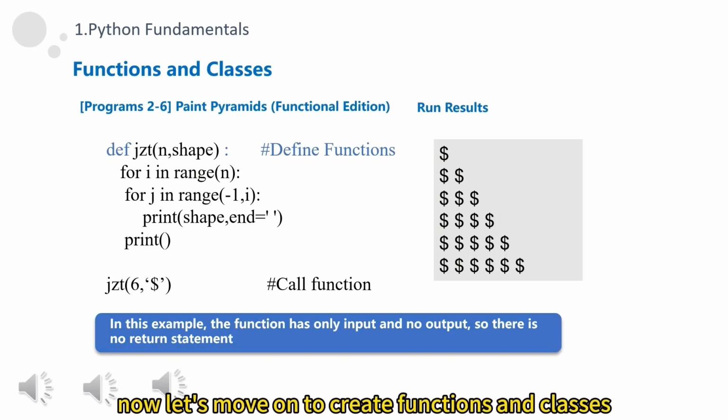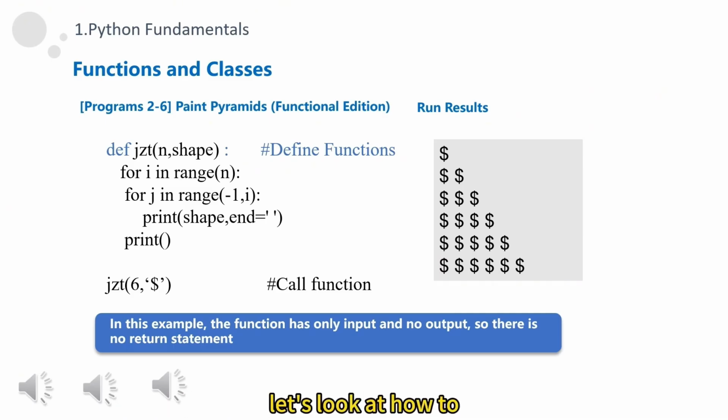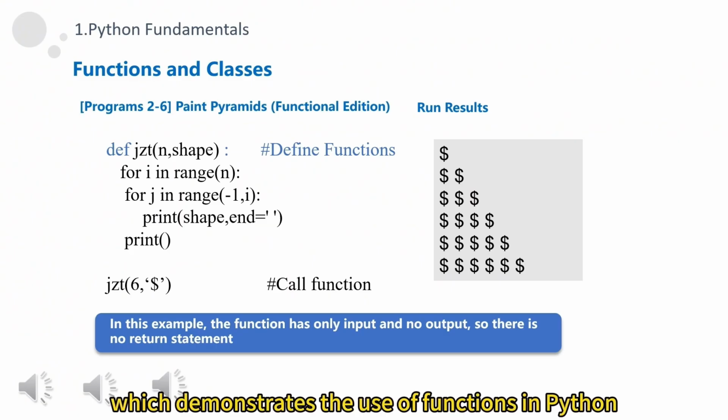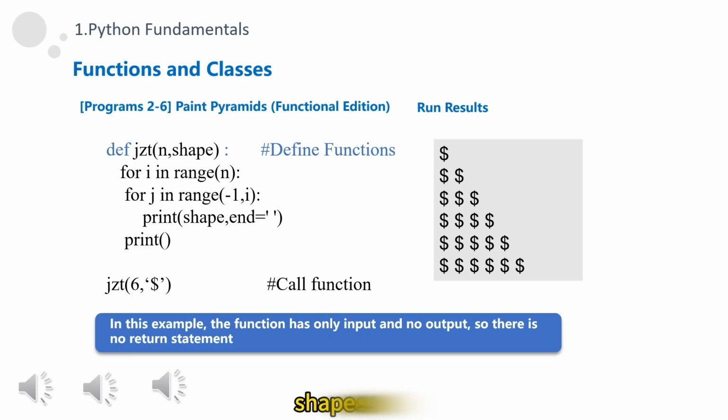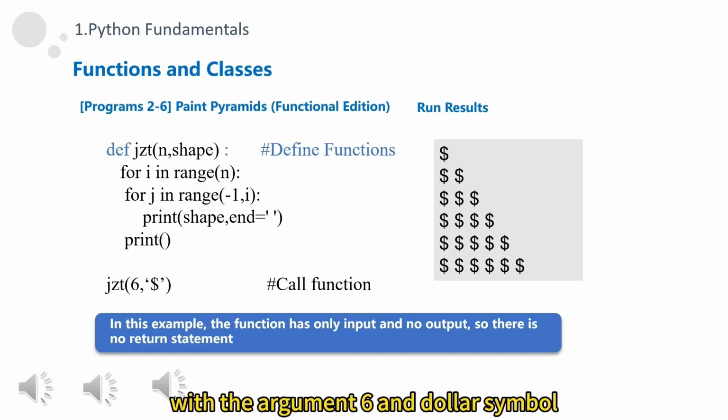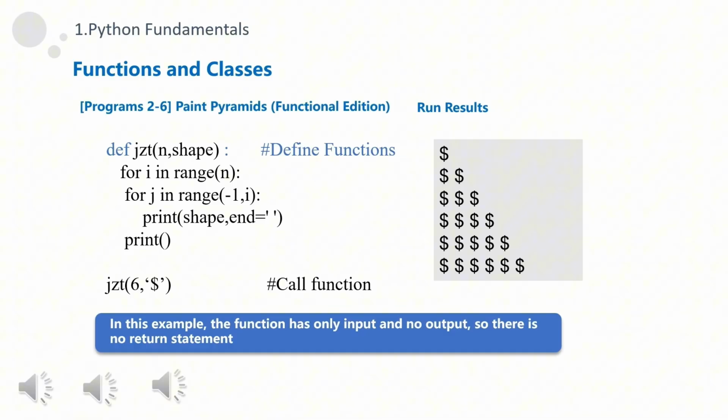Now let's move on to creating functions and classes. Let's look at how to create functions. Here we show you the code, which demonstrates the use of functions in Python. The function is defined to paint a pyramid-like structure with a specific shape symbol. The function is called with the argument 6 and the $ symbol to create a pyramid of height 6 using the symbol $.